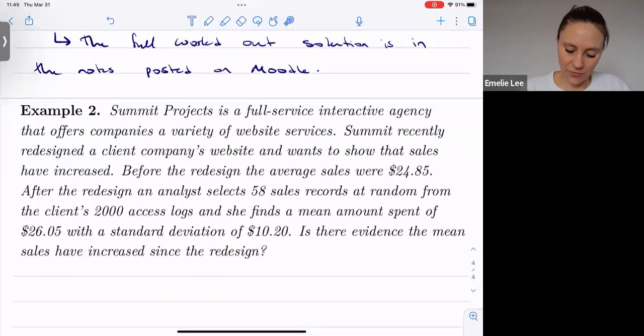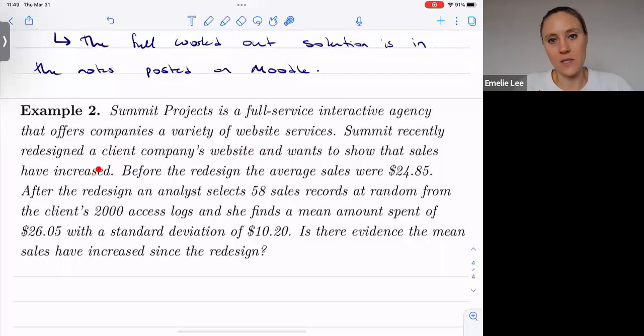Summit Project is a full-service interactive agency that offers companies a variety of website services. Summit recently redesigned a client company's website and wants to show that sales have increased. That seems like a very reasonable thing to do, right? You want to show that the work that you did significantly increased the sales, right? Before the redesign, the average sales were $24.85, right? So really what we're asking is, have the sales increased significantly from $24.85?